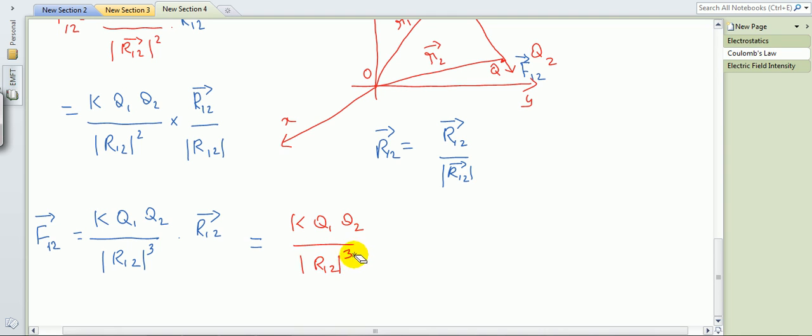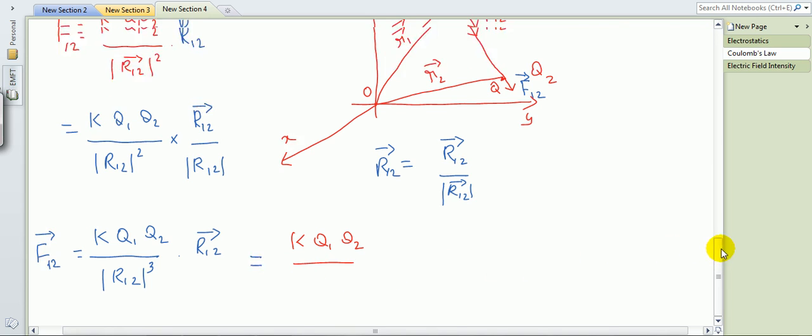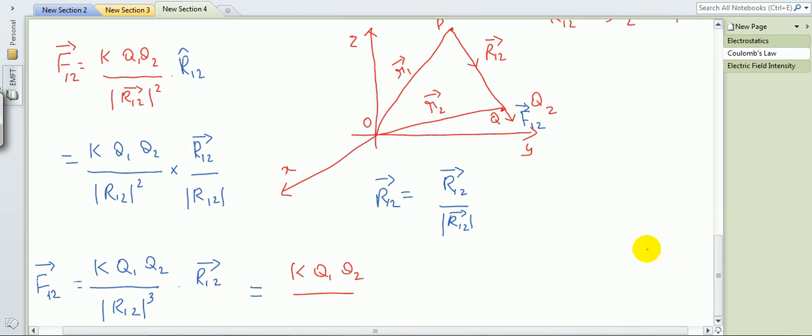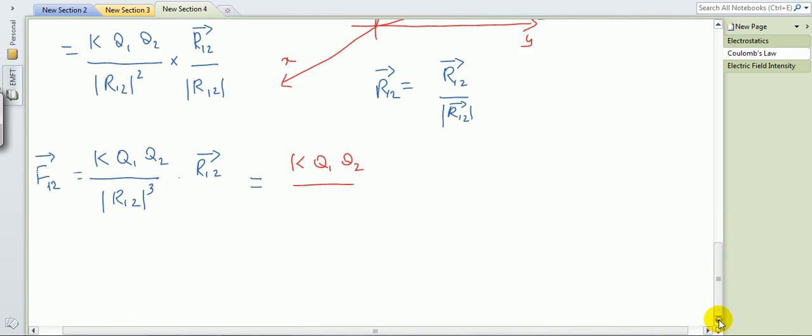I should replace this r12 by r2 vector minus r1 vector, which I have written earlier also. r12 is r2 vector minus r1 vector. So I can write the magnitude of this r2 vector minus r1 vector, which is the displacement vector r12, and its magnitude cubed. And for r12 I can write r2 vector minus r1 vector.